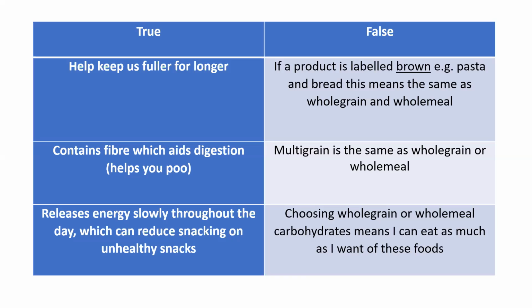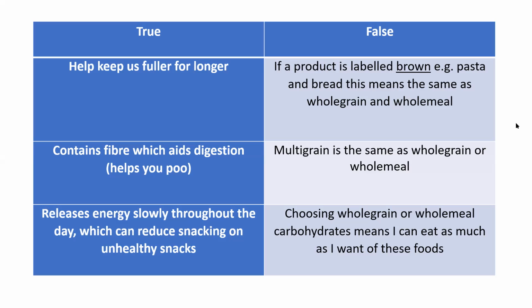Okay, so there's a couple of true and false facts. So these are a couple of true facts about whole grains. So whole grains, they help keep us fuller for longer. They contain fibers, which helps us with our digestion and to go toilet. And they release energy slowly throughout the day, which can reduce snacking on unhealthy snacks. So reasons why they release slow energy, and it's good for us because it keeps us fuller for longer, we snack less. When it releases energy slowly in our systems, that stabilizes our sugar levels. It puts us in a better mood, and it reduces our hunger as well.